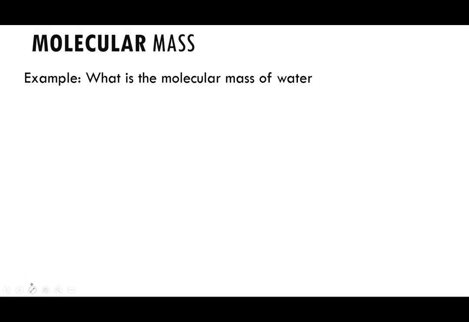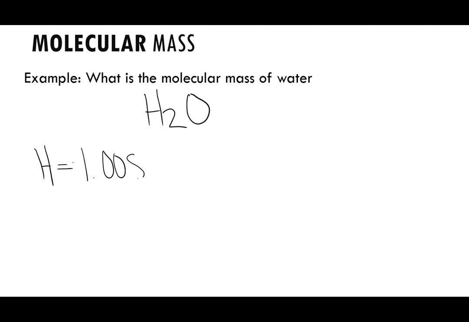We're going to determine what is the molecular mass of water. So water is H2O, okay? So here's how I organize my thoughts. So hydrogen is the first element. I'm going to look up the molar mass for an individual hydrogen. So that's going to be 1.008. And then I'm going to multiply that by 2 because there's 2 of them.